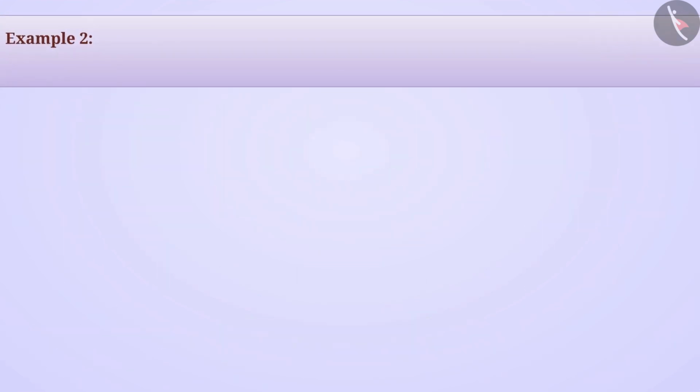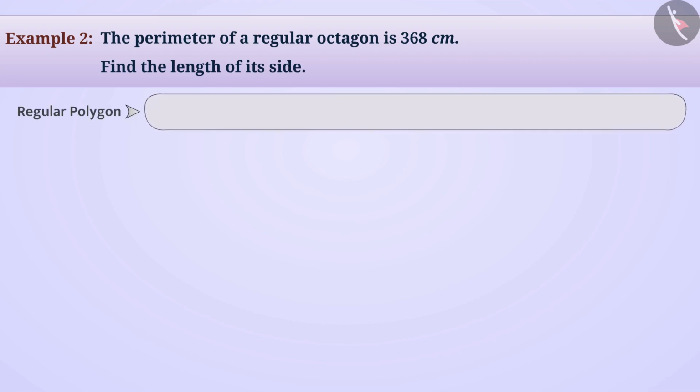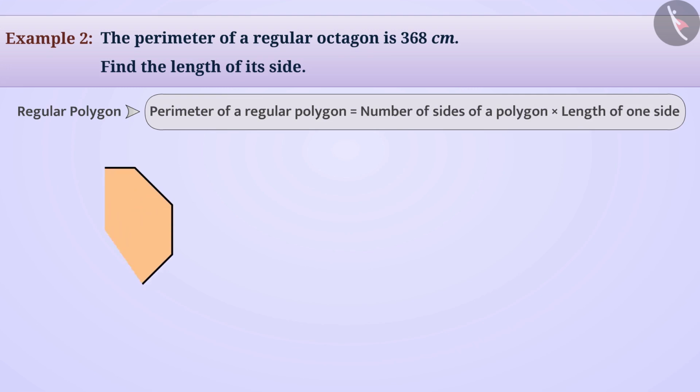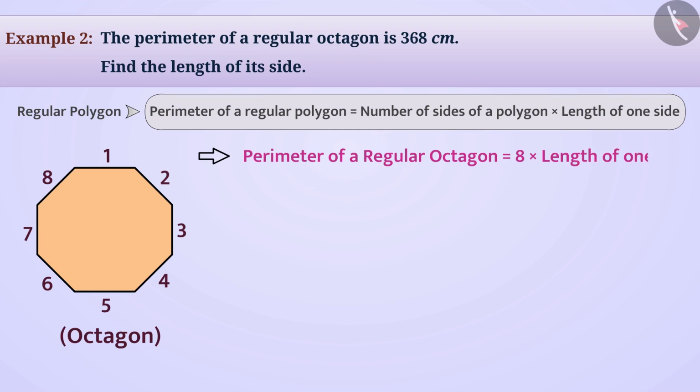Next example. The perimeter of a regular octagon is 368 cm. Find the length of its side. We know that for a regular polygon, the perimeter is equal to the number of sides of the polygon multiplied by the length of a side. An octagon has 8 equal sides. So we can say that the perimeter of a regular octagon is equal to 8 multiplied by the length of one side.